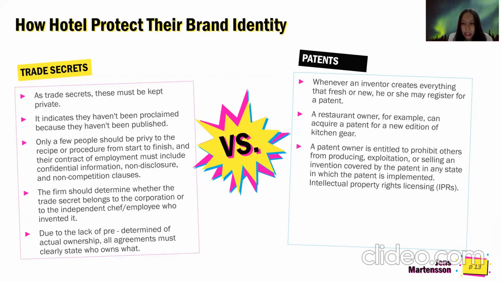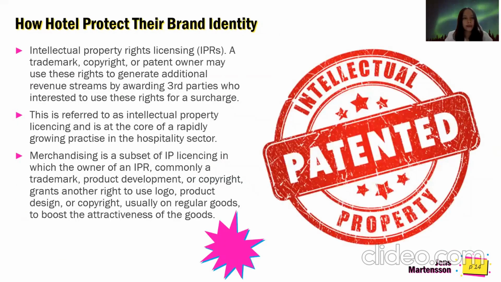Intellectual property right licensing, or IPRs. A trademark, copyright, or patent owner may use these rights to generate additional revenue streams by awarding third parties who are interested a license to use these rights for a charge. And this is referred to as intellectual property licensing, and it is the core of a rapidly growing practice in the hospitality sector. And merchandising is a subset of IP licensing in which the owner of the IPR, commonly a trademark, product development, or copyright, grants another the right to use the logo, products, designs, or copyrights, usually on regular goods to boost the attractiveness of the goods.